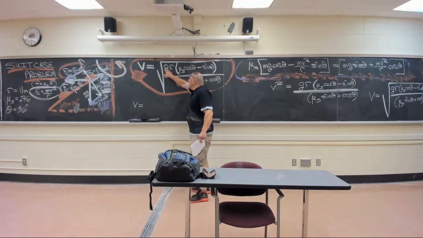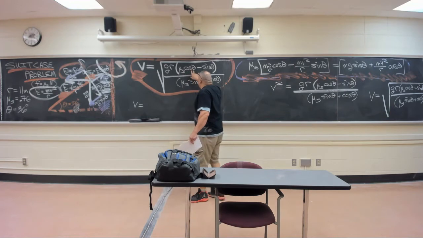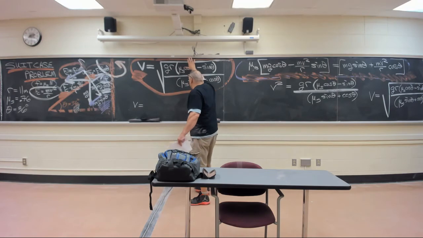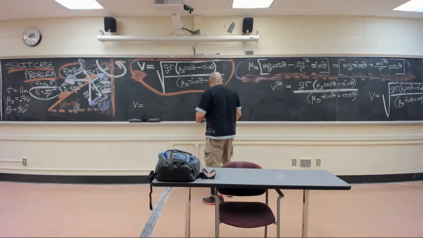This is 9.8. This is 11. This is 0.76. This is 36 degrees. Get the cosine. This is 36 degrees. Get the sine. Subtract. So go 0.76 times the cosine of 36 degrees minus the sine of 36 degrees. Get an answer. Multiply it by the product of 9.8 and 11. Got an answer. Good.